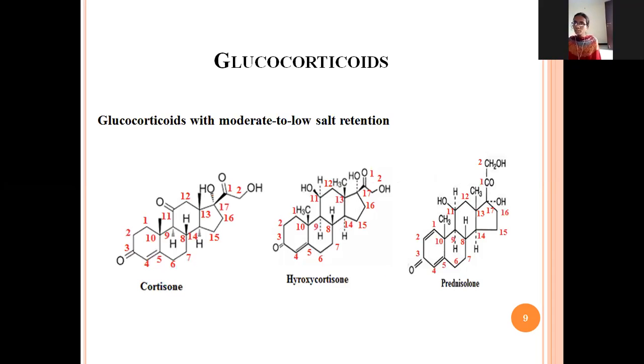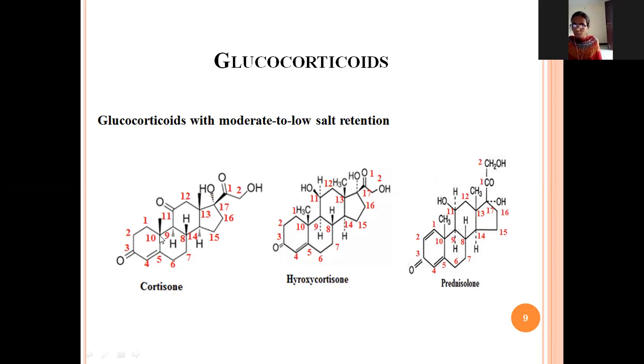Next one is the glucocorticoids with moderate to low salt reduction. The first one is cortisone. If you see the structure here, this is the phenanthrene, three 6-membered rings. Here one 5-membered ring is cyclopentane. In the third position and in the 11th position, oxygen is there.